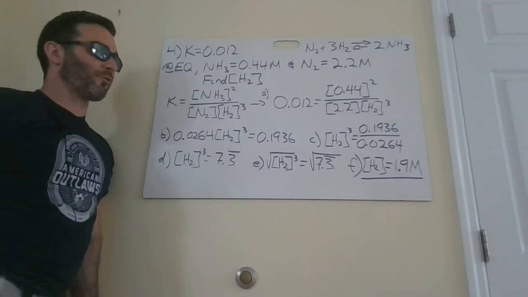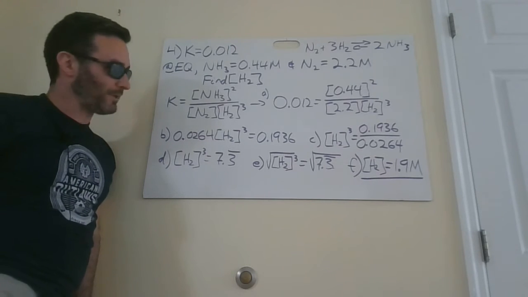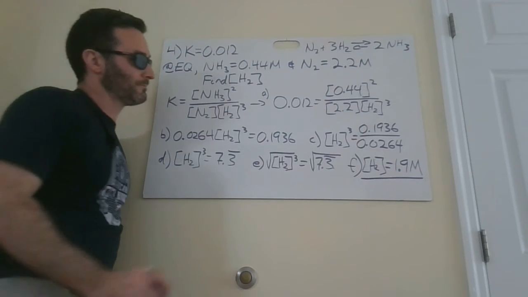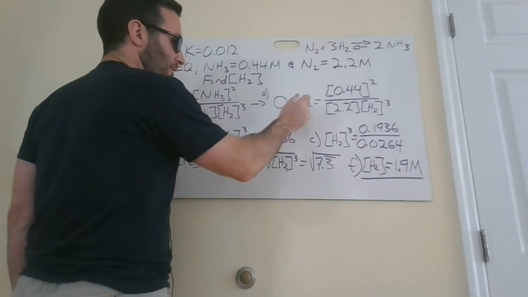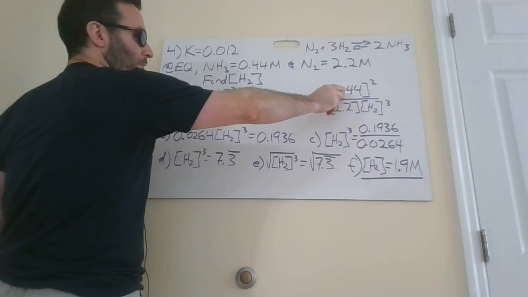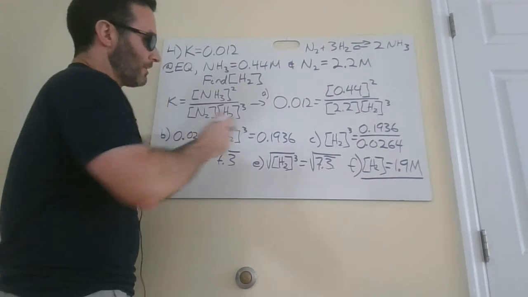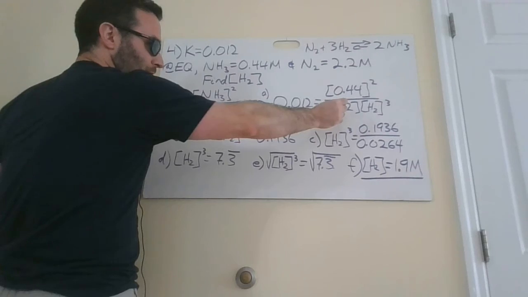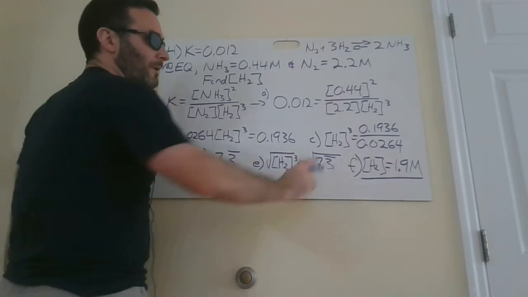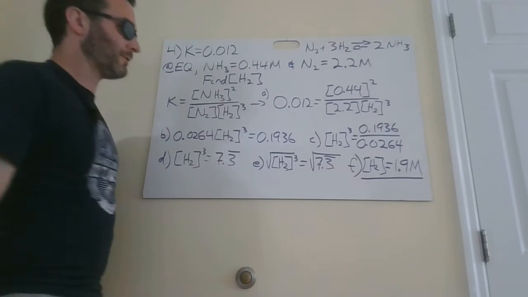There you go. Well, plug in what you got. 0.012. On top, well, your ammonia is 0.44 molar. That's going to get squared. Your nitrogen gas is 2.2 molar. That's to the first power. It stays by itself. Hydrogen gas is getting cubed.